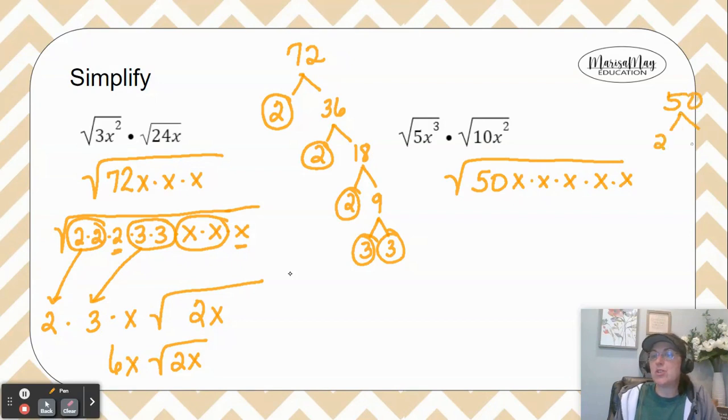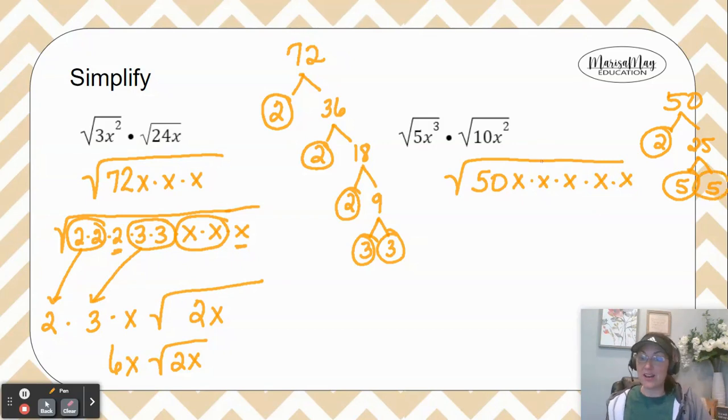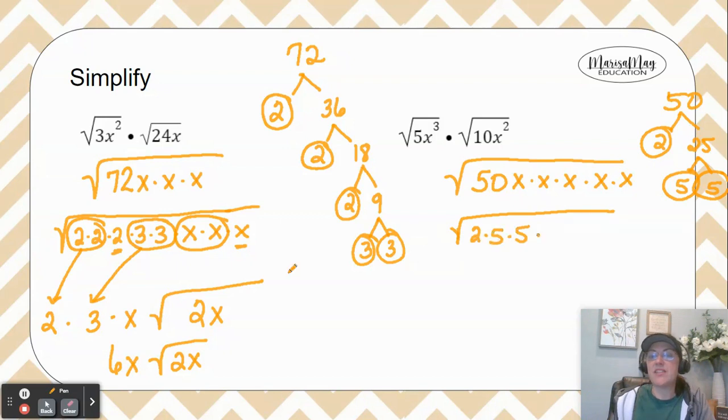That would be 2 and 25, and I get my dead branch. And then 25 would be 5 and 5, which I get dead branches on those because the only thing that will multiply to give you 25 is 5 times 5. All right, so let's replace our 50 with all of my dead branches. So that's 2 times 5 times 5. And then I've got x times x times x times x times x.